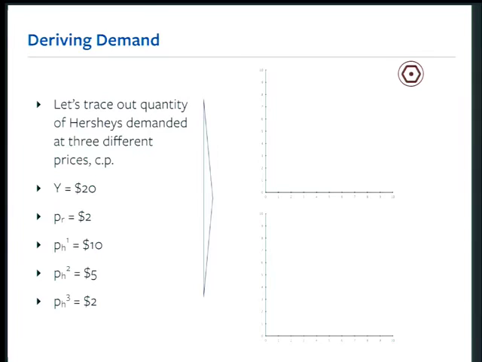So I'm going to draw 3 different budget constraints, and then I'll show you the optimal consumption on these 3 budget constraints, and then I'll show you how that maps into a demand curve. I'll write this down on the blackboard here so we can remember it. Income, I'm going to hold fixed at $20. The price of Reese's, I'm going to hold fixed at $2, and then I'm going to give you 3 different prices of Hershey's: $10, $5, and $2.